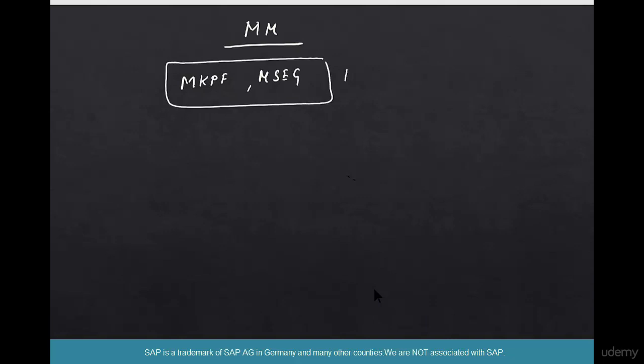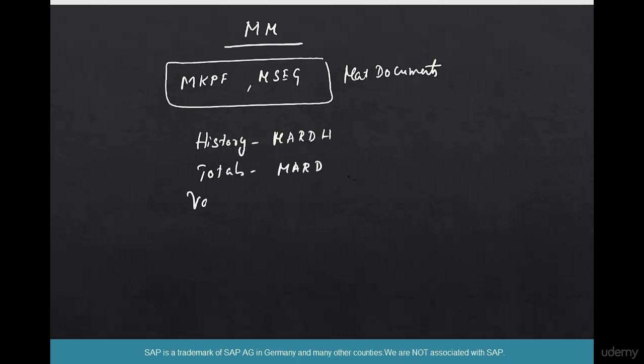These are material documents. Now, does it end there? No. There are so many index tables, history tables, aggregate tables, valuation based tables. For example, in history, you write something to MARD H. That's a history table. What changes have happened to this document? How about totals? MARD, I believe. And then valuation.